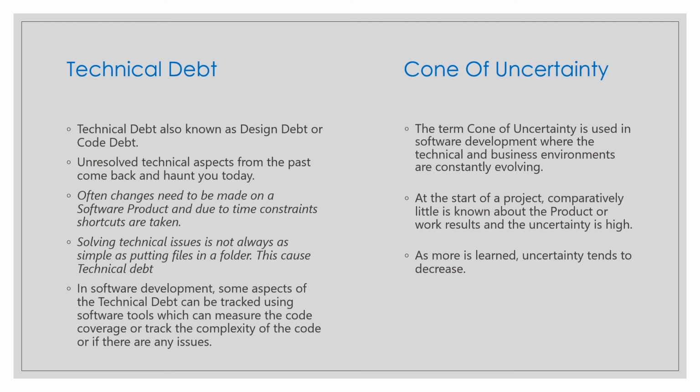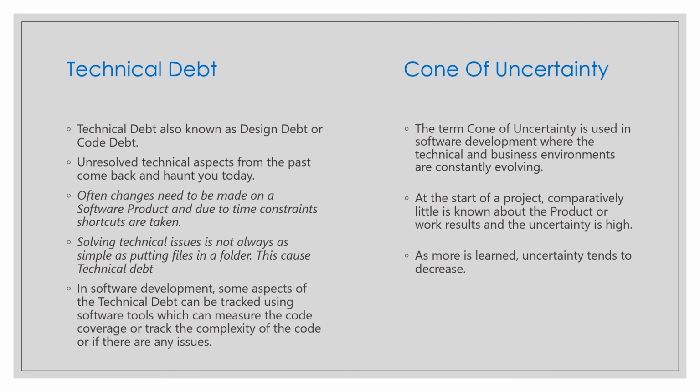You write a V: one is the technical environment, one is the business environment, and they are constantly evolving. At the start of the project, comparatively little is known about the product and work result, and the uncertainty is high. As more is learned, uncertainty tends to decrease. You can look into more single polar or hyperpolar graphs that can come into the question, but everything is related to your cone of uncertainty. So as more is learned, the uncertainty tends to decrease.